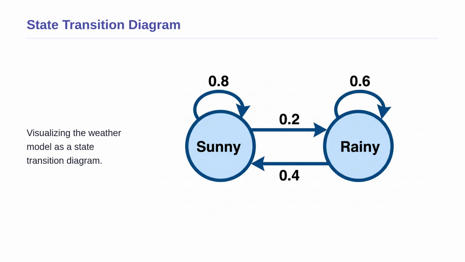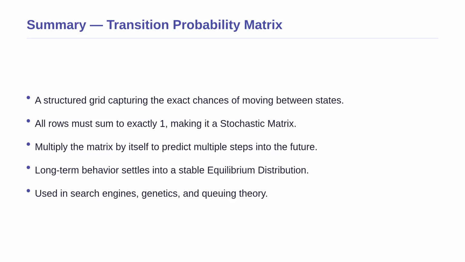Now that we have calculated both short-term and long-term probabilities, let us look at a visual representation of our system. This is a state transition diagram. The large circles represent our two states, sunny and rainy. The directed arrows show the exact probabilities of moving between these states from one day to the next. Notice how the arrows leaving the sunny circle, 0.8 and 0.2, add up to exactly 1, perfectly matching the rules of our matrix. We have covered a lot of ground today.